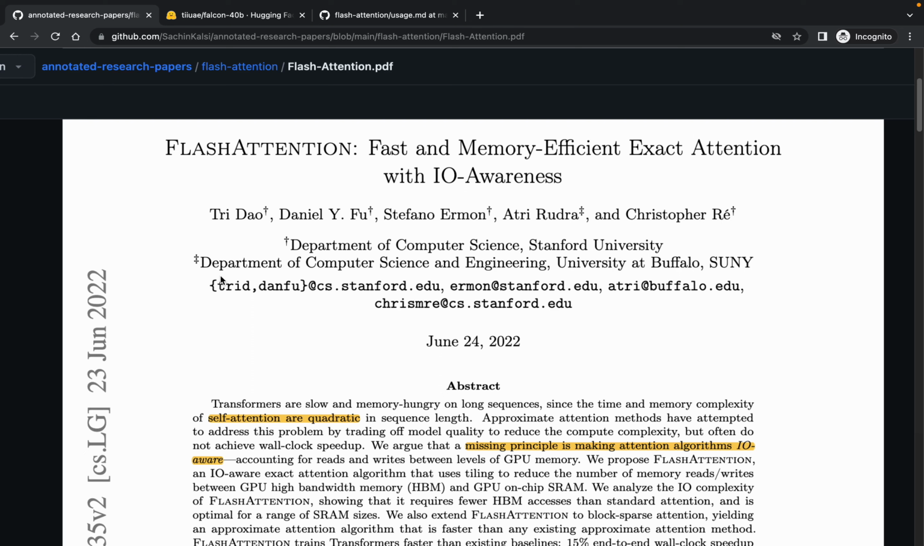In this video, we'll be discussing FlashAttention, which is basically a fast and memory efficient exact attention implementation, as the name itself says, with some more IO awareness added. So we will be discussing what is IO awareness and how FlashAttention is making use of the GPU memory and other details.